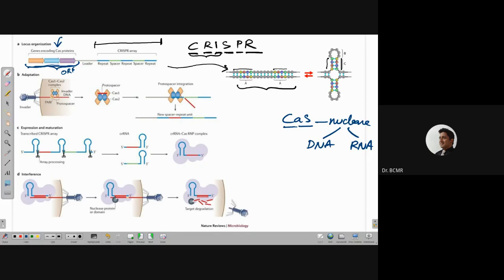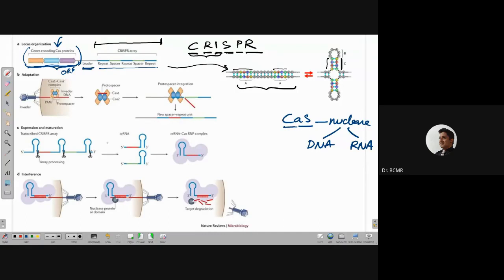Just remember those. And before you try to remember it as a hard and fast rule, whatever I'm describing here, the information has come from different organisms, and there are always variations between them. Here, what we are discussing are the general features of most CRISPR-Cas systems, okay? So this is the organization. There are Cas ORFs encoding Cas proteins. Then you have a leader region, and then several repeats, regularly interspersed, short palindromic repeats.